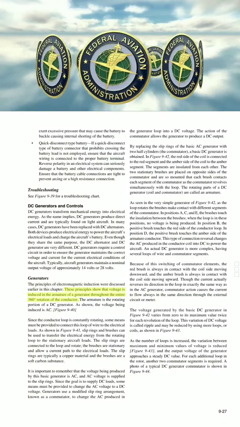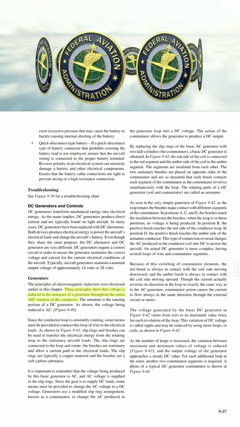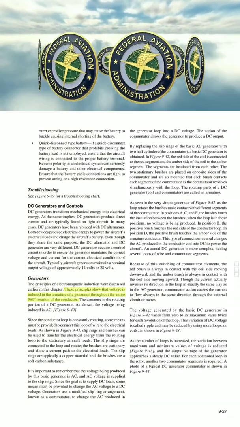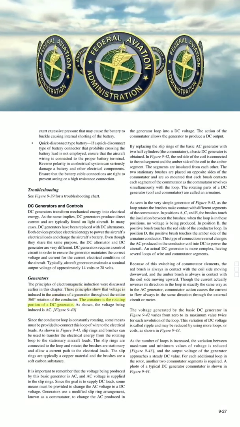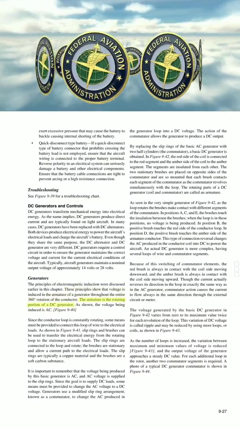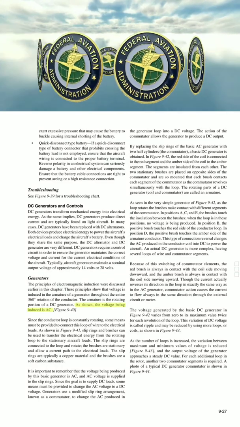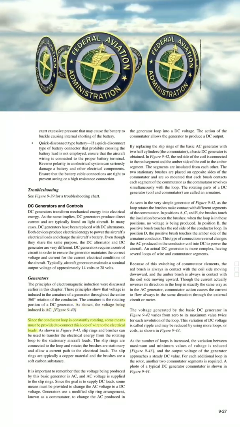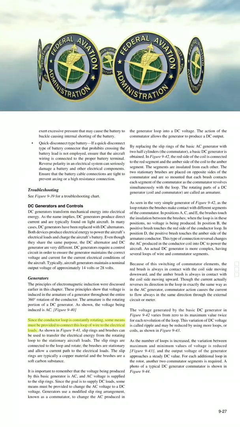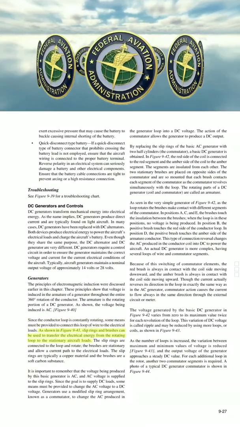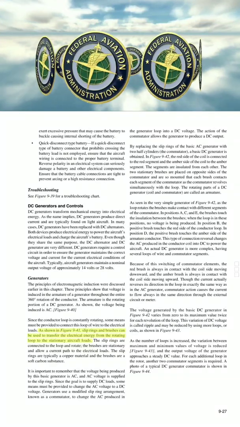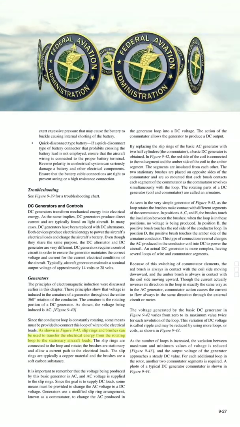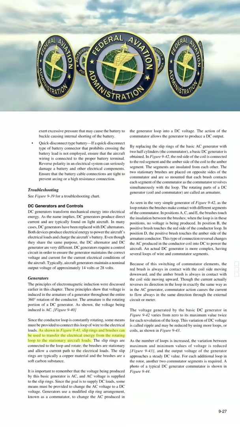These principles show that voltage is induced in the armature of a generator throughout the entire 360 degrees rotation of the conductor. The armature is the rotating portion of a DC generator. As shown, the voltage being induced is AC. Figure 9-40. Since the conductor loop is constantly rotating, some means must be provided to connect this loop of wire to the electrical loads. As shown in figure 9-41, slip rings and brushes can be used to transfer the electrical energy from the rotating loop to the stationary aircraft loads.